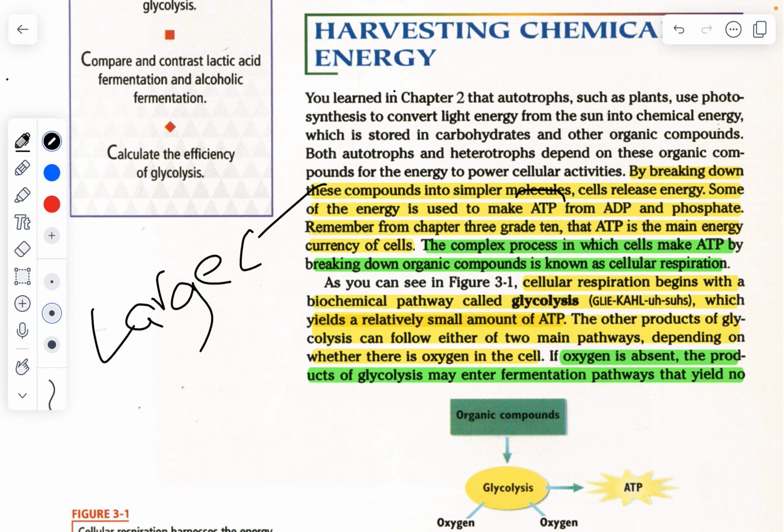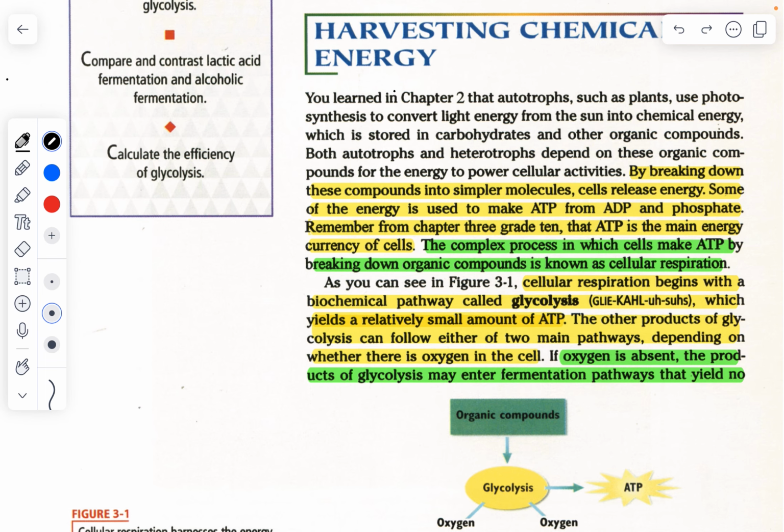Many times we learned where we can get ATP or how we can produce ATP: by adding phosphate to ADP, it will result in ATP. ATP is the main energy currency, the main source of energy that the cells can use. In this process, a large or complex organic molecule is broken into a simple or small organic molecule, and when this reaction happens, ATP will be produced as a byproduct.